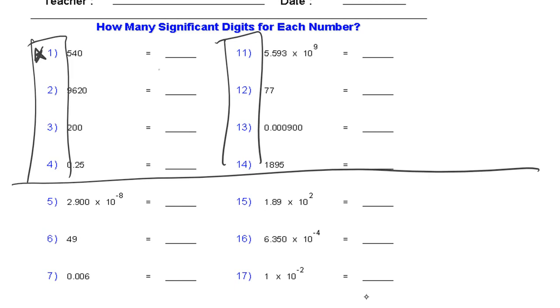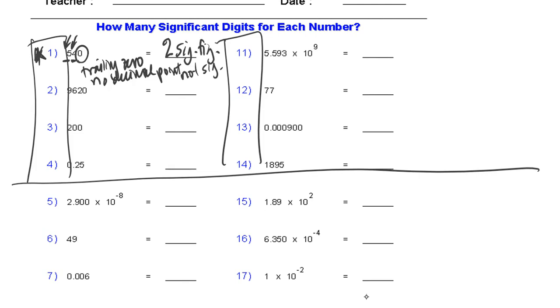Here, let's take a look at number 1. I have a 5, non-zero digit, a 4, non-zero digit. But that zero is at the end of a number, so that's a trailing 0. But there is no decimal point. And since there's no decimal point, this 0 is not significant. And so as a result, I only have 2 significant figures in the number 540.